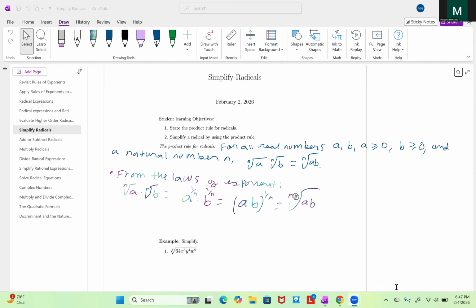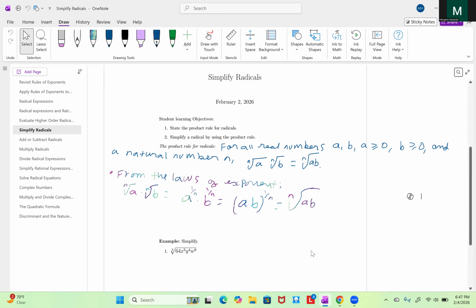For all real numbers a, b, with a greater than or equal to 0 and b greater than or equal to 0, and a natural number n, the nth root of a times the nth root of b is equal to the nth root of a times b. From the laws of exponents, the nth root of a times the nth root of b is equal to a to the power of 1 over n times b to the power of 1 over n, which is equal to a times b, in parentheses, the whole thing to the power of 1 over n, which then is equal to the nth root of a times b.